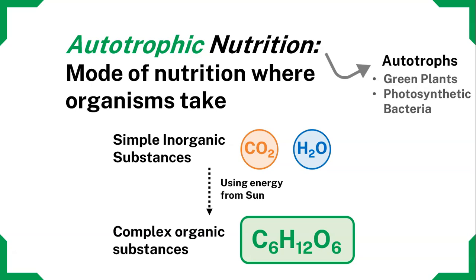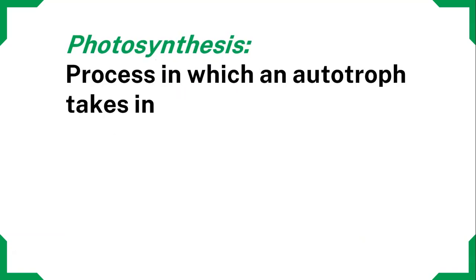Examples of autotrophs include green plants and photosynthetic bacteria. All of these autotrophs are able to take in inorganic substances, using the energy from the sun, and convert them to complex organic substances that they again use. So what is photosynthesis? That process that the autotrophs follow to turn the simple inorganic substances into energy is known as photosynthesis. Photo means light and synthesis means to make.